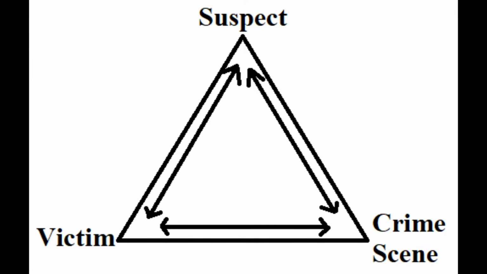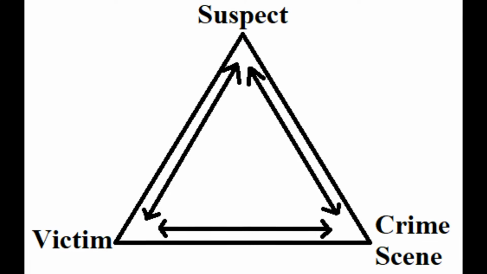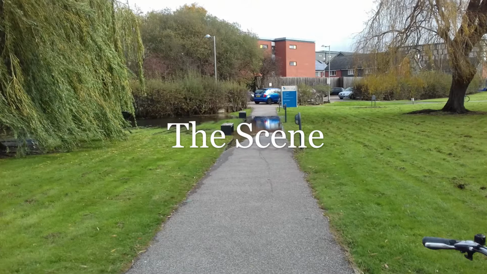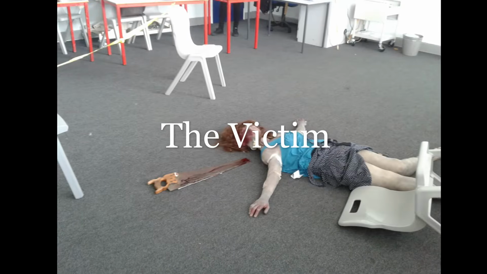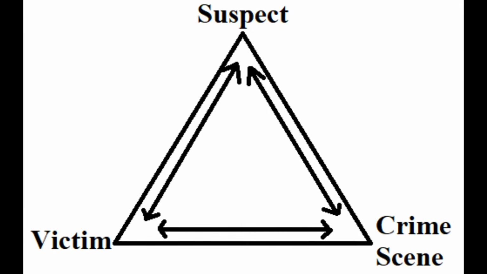This is shown by the transfer triangle, which shows that when someone commits a crime, trace evidence can be transferred from them to the scene and the victim, and vice versa. As you can see, here is a triangle right now.